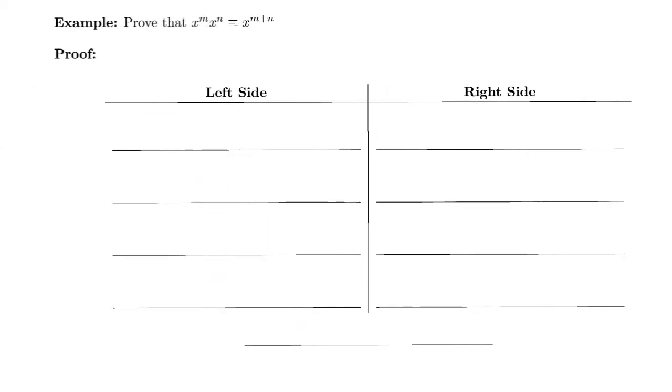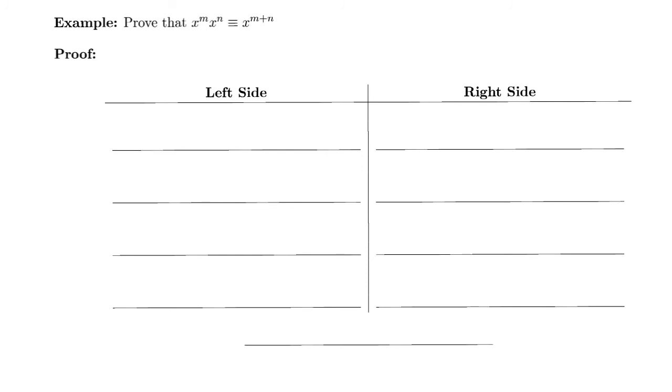Okay, and now finally this one. We're going to prove that x to the m times x to the n is equivalent to x to the m plus n. And again, we're not given any kind of lead into this, so we're just going to do it ourselves here. And this is a relatively obvious one. I think a lot of you, when you sit back and think about it, understand why this is true.